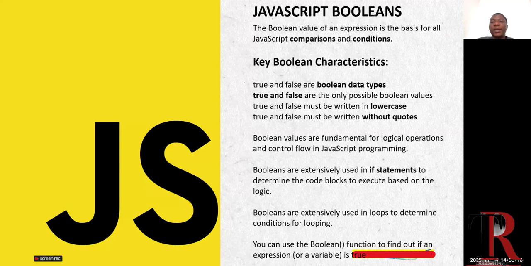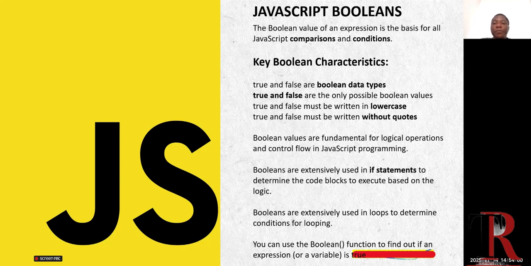It helps with things like comparisons and checking of conditions, because most expressions always evaluate to either true or false, and that is what makes Boolean so important, knowing that it has just two values, true or false. Now, the Boolean value of an expression is the basis for all JavaScript comparisons and conditions. When it comes to comparisons and conditions, JavaScript relies a lot on Boolean values to evaluate to either true or false, depending on the conditions in the expression.